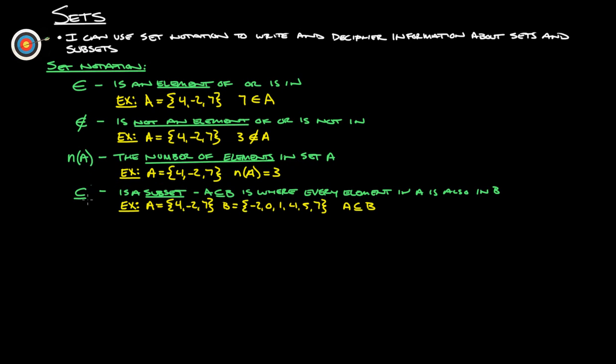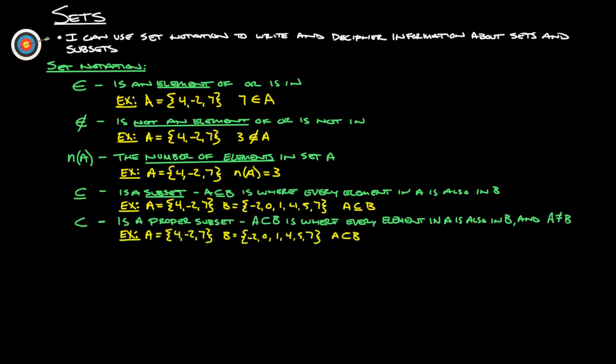All right. The C with a line under it is subset. So A is a subset of B is where every element in A is also in B. So for example, set A is still 4, -2, and 7. Set B is -2, 0, 1, 4, 5, and 7. Set A is a subset of set B. In other words, the 4 right here, -2 right here, and the 7, everything in A also shows up in set B. B is not a subset of A because not everything in B shows up in A.